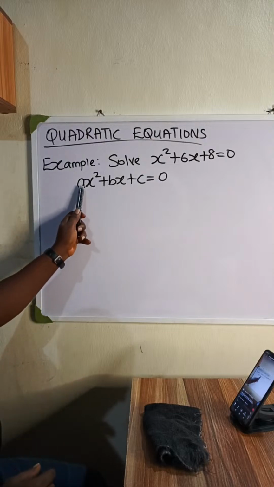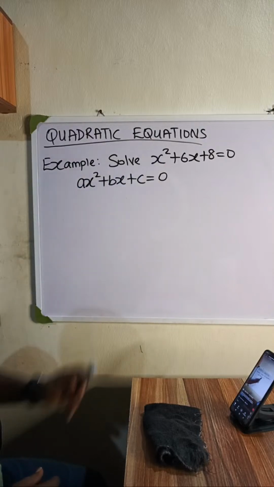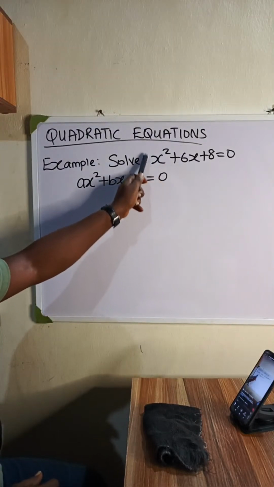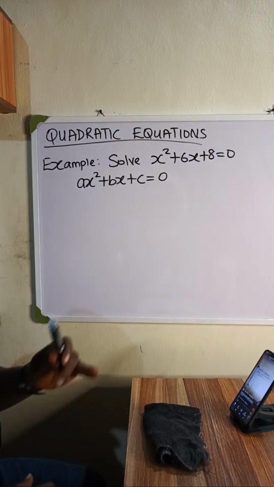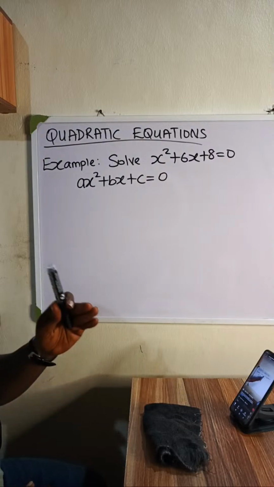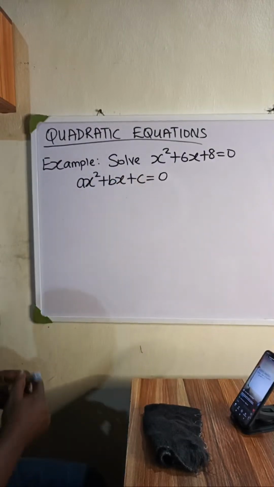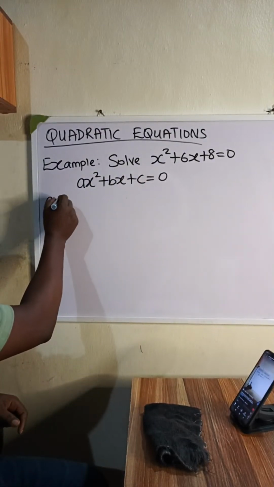So comparing this basic form and the question we have here, we can see that in front of x squared, there is no number. And when there is no number, we know that the number that is actually there is 1. That means our a is equal to 1. So a is equal to 1.